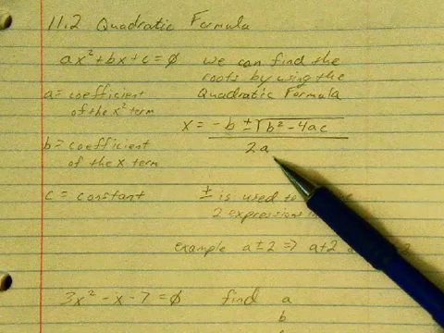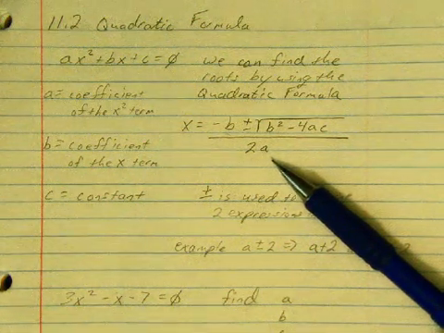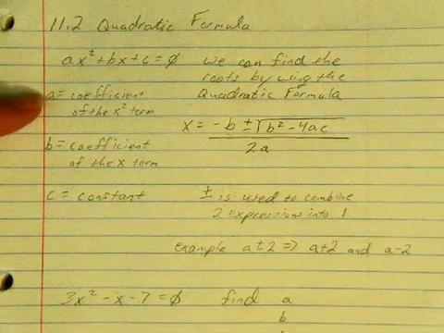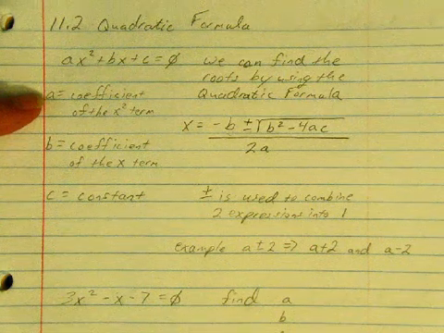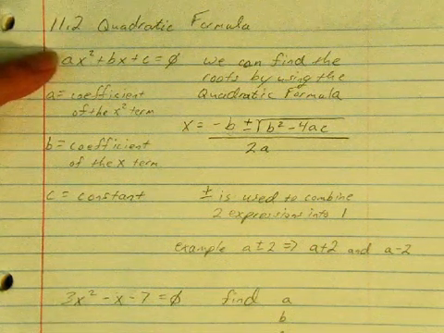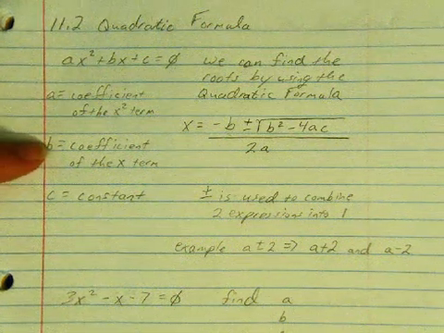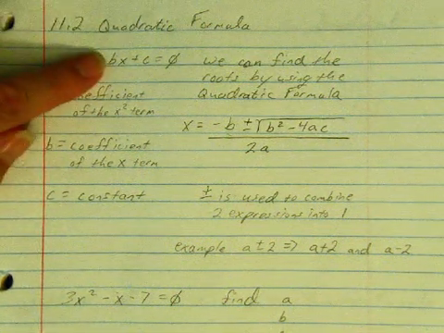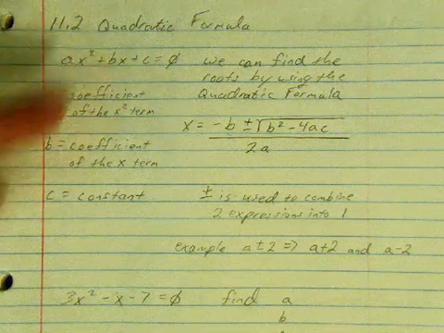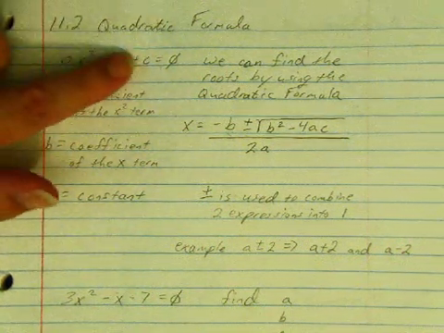Okay, so then just a couple of notes that go along with this. The a is the coefficient to our x squared term. So that's the number that's in front of the x squared. B is the coefficient to the x term. So again, that's the number that's in front of the x term. And then c is our constant. So that's the number that's by itself.